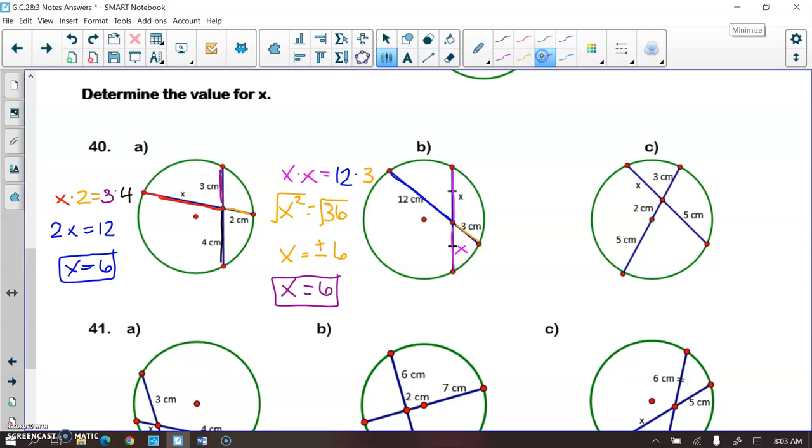All right, so my next one, if I take a portion of this chord, x, times the other portion of that same chord, 5, that would be equal to this portion of this chord, 3, times this whole portion of this chord, 5 plus 2 is 7. So I have 5x is equal to 21, and dividing by 5 on both sides, x comes out to be 4.2.